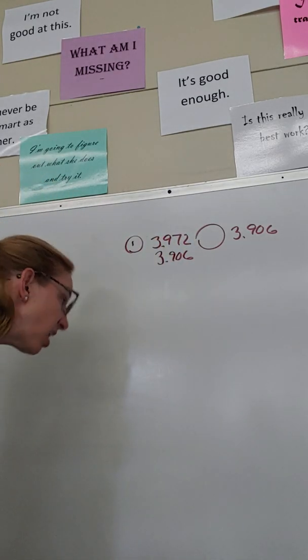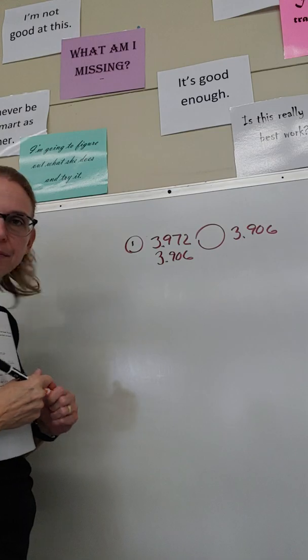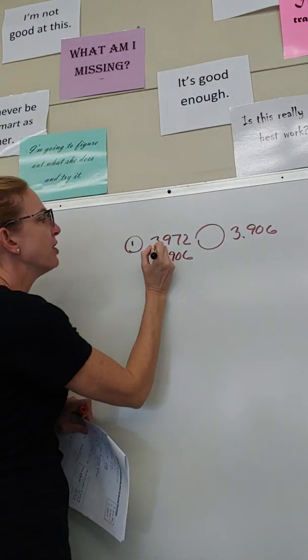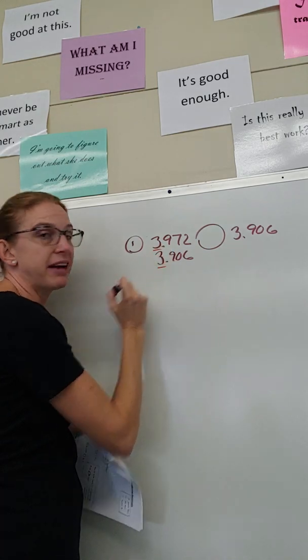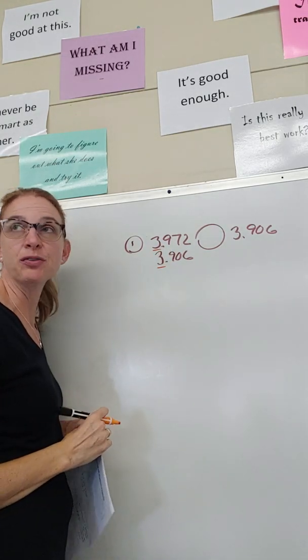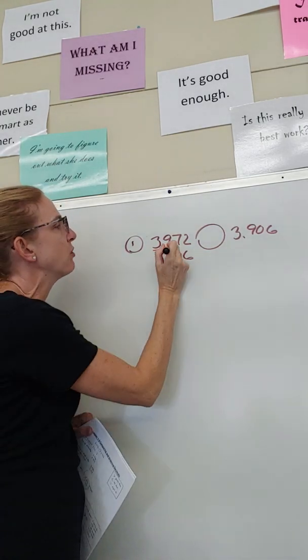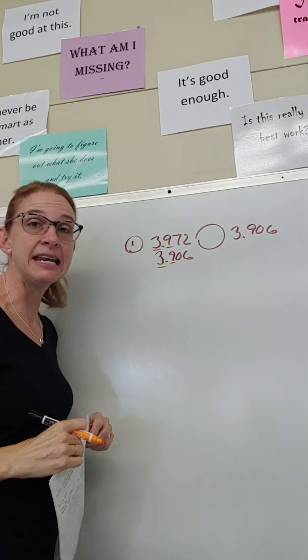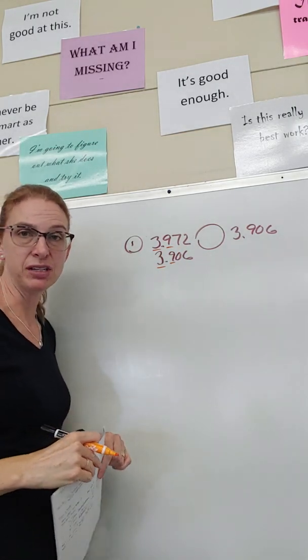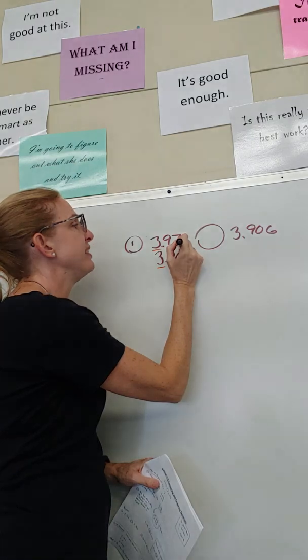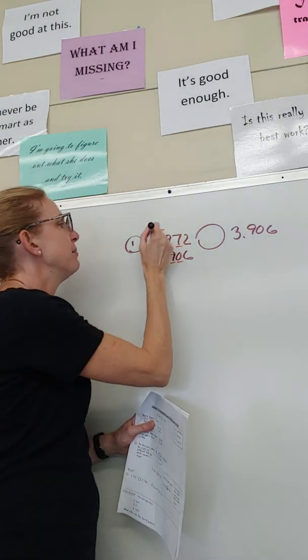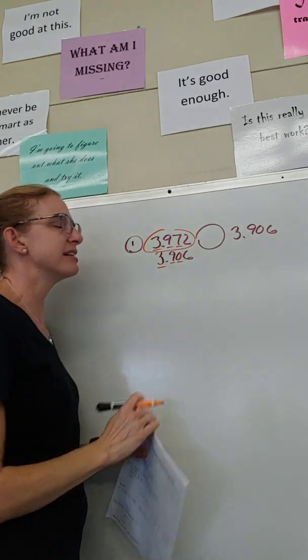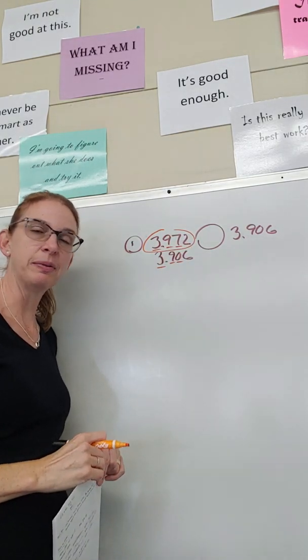Find a different color here. Orange. And here I start with my largest place, which is all the way to the left. So I've got 3 and 3, and they are the same. So that doesn't tell me which is bigger. I go to my tenths place, 9 and 9. That doesn't tell me what's bigger. I go to my hundredths place, 7 and 0. I'm done. This number is bigger because the 7 is bigger than the 0 in the hundredths place.